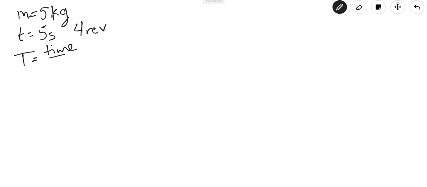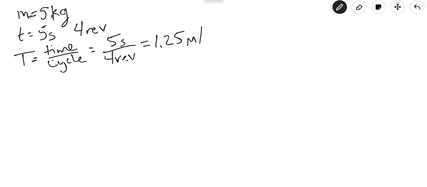So in this part of the problem, we have some information. We have that the mass of the object going around the circle is 5 kilograms. We also know that it takes a time of 5 seconds to travel 4 revolutions. Now, what we can get from that is the period, because period is defined as the time per cycle. So that would be 5 seconds per 4 revolutions, which would give us a period of 1.25.